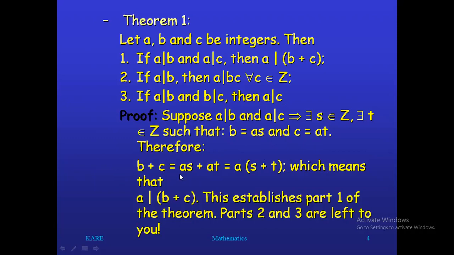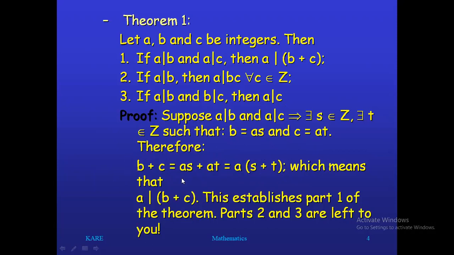So B plus C equals what we're getting? AS plus AT, that is equal to, I'm just taking A outside, so I'll be left with inside the bracket S plus T. So A into S plus T. B plus C is equal to AS plus AT, that is equal to A into S plus T. Just forget about the center term, just combine the first and last one. So B plus C is equal to A into S plus T.